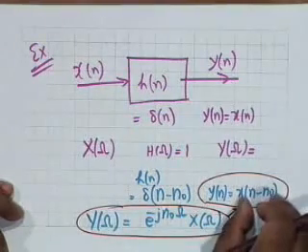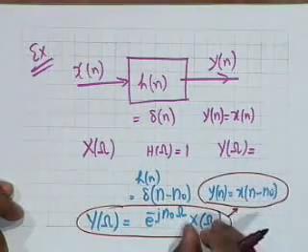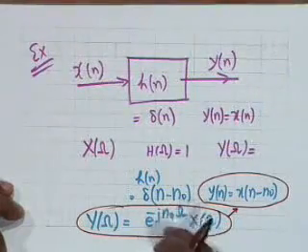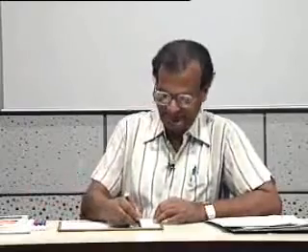We had proved it in the forward direction. That is, if a signal is delayed, then the Fourier transform is multiplied by e to the minus j times the number of samples by which it is delayed times omega, e to the minus j n0 omega. Okay, let's go to a more complicated example.